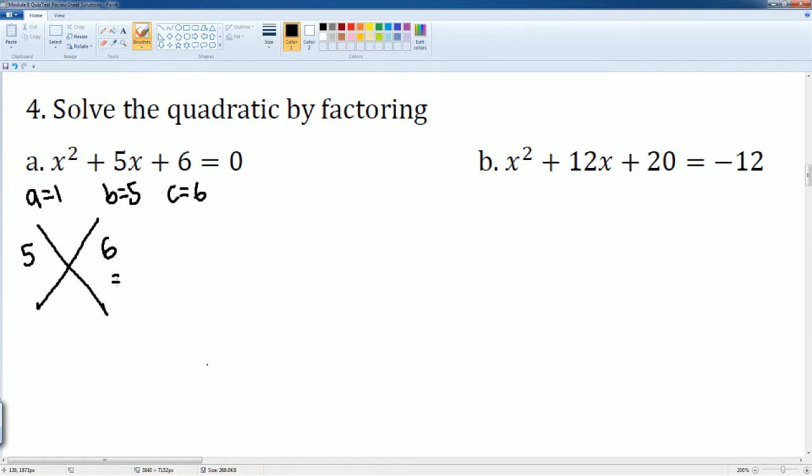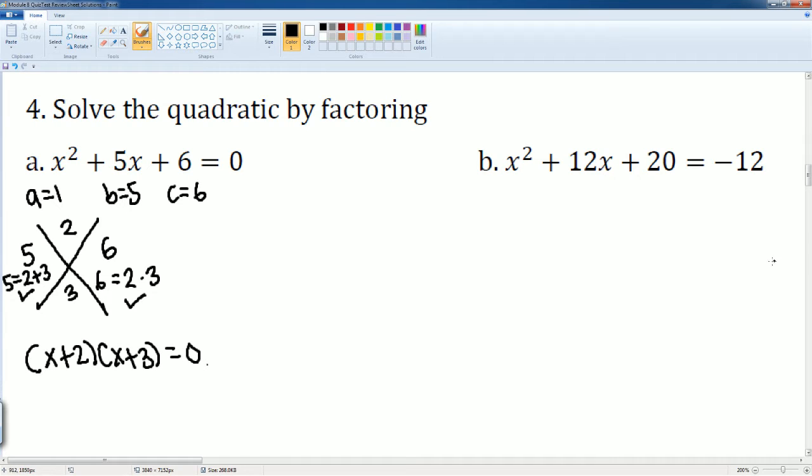We want to find two numbers that multiply to 6 and add to 5. So 2 times 3 gives us 6, so that works. And 2 plus 3 gets you 5, so that works. So our factors here are 2 and 3. So our factors here are x plus 2 and x plus 3 equals 0.